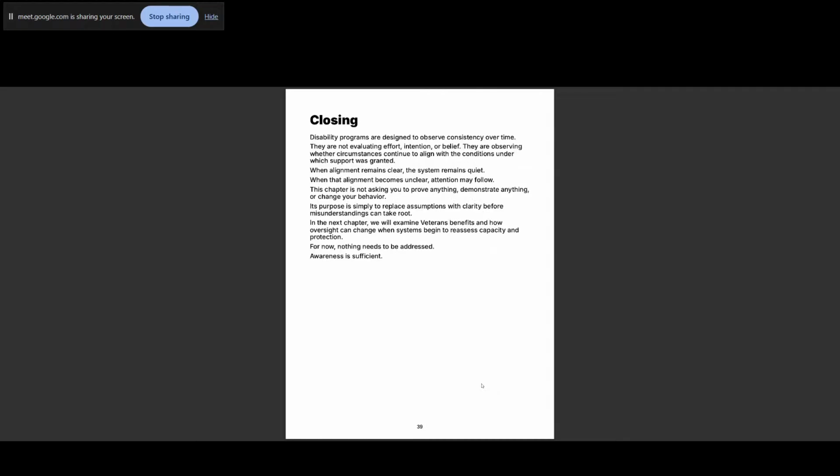Closing. Disability programs are designed to observe consistency over time. They are not evaluating effort, intention, or belief. They are observing whether circumstances continue to align with the conditions under which support was granted. When alignment remains clear, the system remains quiet. When that alignment becomes unclear, attention may follow.